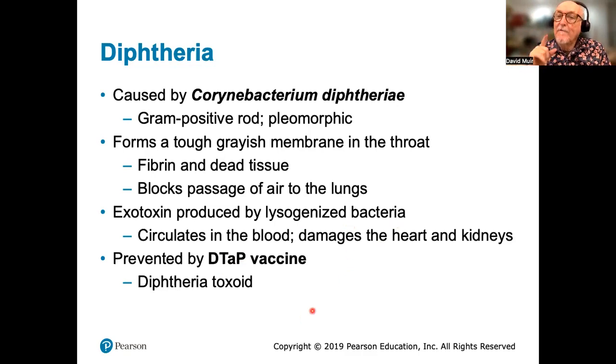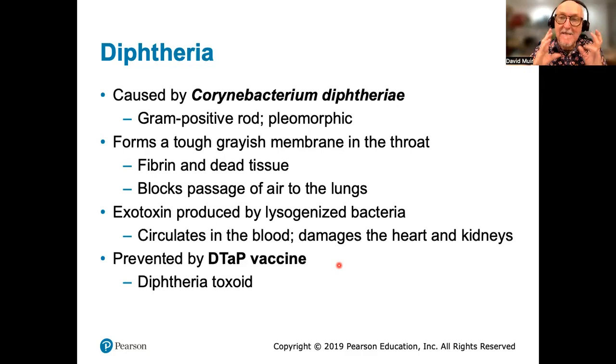We now vaccinate. We vaccinate against the diphtheria toxoid. The toxoid are those enzymes released by the bacterium, either innately or as a result of lysogeny by a virus.